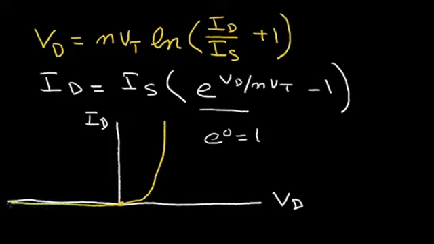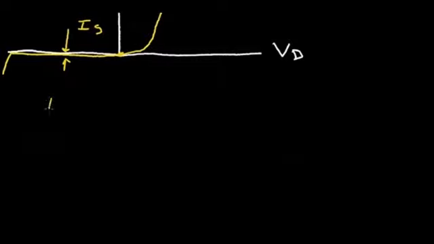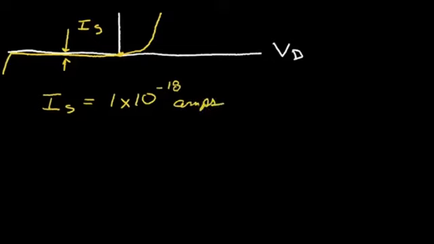And eventually the diode will break down, which the breakdown voltage is not modeled in this equation. But this very tiny current is the I sub S, or the diode saturation current. That's the current when the diode is reverse biased, and it's very small. In fact, for a small diode on an integrated circuit, I sub S can be approximately 1 times 10 to the minus 18th amps, which is a very small current.